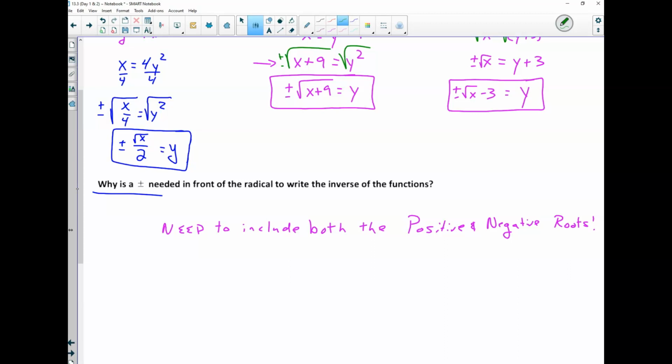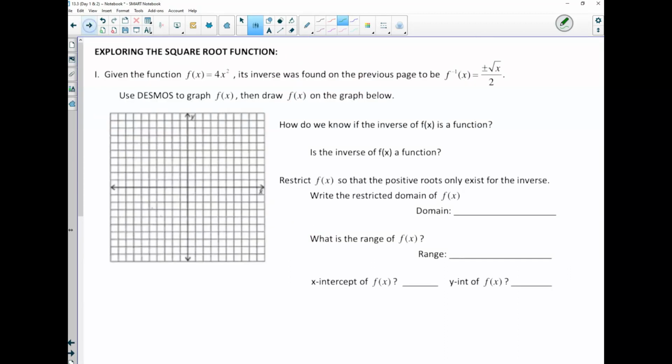Well, that's because there are two parts of the function when you take the square root. There's the positive root and there's the negative root, and we need to make sure we're including both of those, all right? So, given the function f of x equals 4x squared, its inverse was found on the previous page to be this. We did this on the previous page.